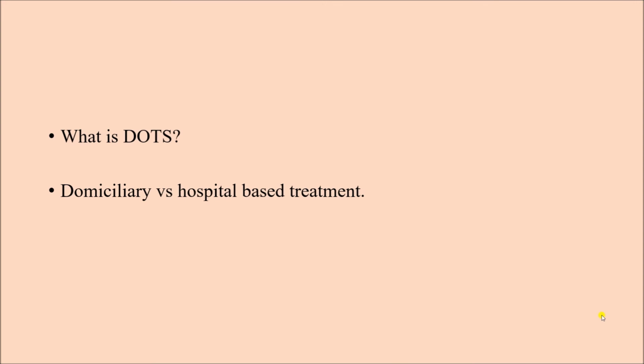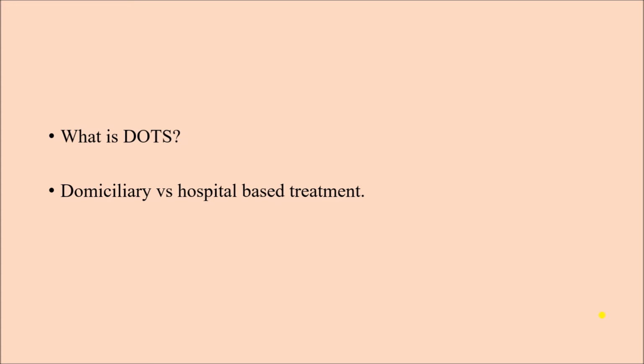Earlier I mentioned DOTS, that is directly observed treatment short course chemotherapy. So let us understand what DOTS is. The first part is directly observed treatment. That means whenever a person is diagnosed with tuberculosis, he is supposed to start the anti-tuberculosis drugs or ATDs. He should receive the medicines from a DOT center. So he has to visit the nearest DOT center.